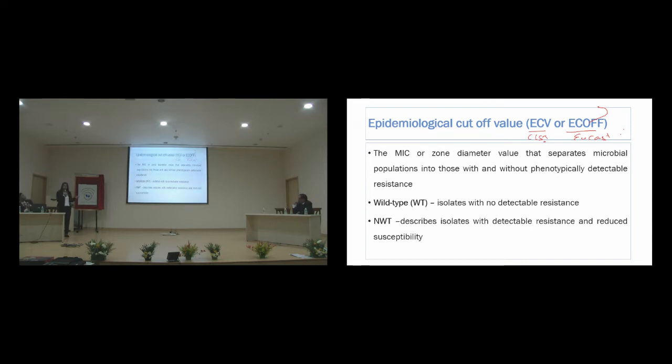Wild type is isolates with no detectable resistance. Non-wild type are isolates with detectable resistance and reduced susceptibility. Okay, this is how the ECOFF is categorized into wild type and non-wild type. So ECV is based on the MIC or zone diameter distribution. These should not be reported as S, I or R, and should not be used as clinical breakpoints, because the clinical relevance or patient outcome based on these values is not studied. So this should not be used for clinical interpretation.